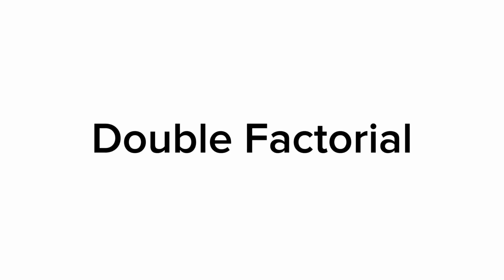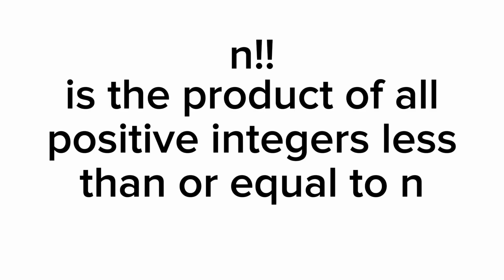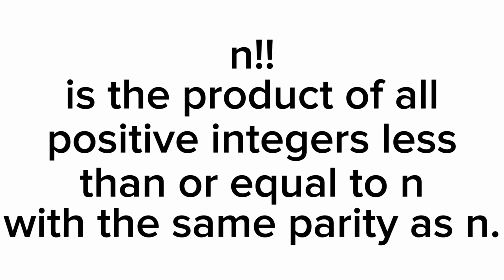But there are also other variations of factorials. One example, double factorial. N double factorial is the product of all positive integers less than or equal to n, with the same parity as n. Parity means whether the number is odd or even.